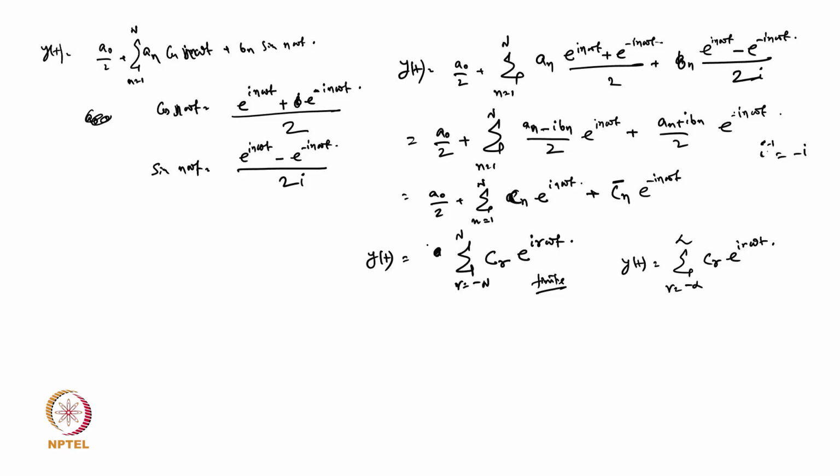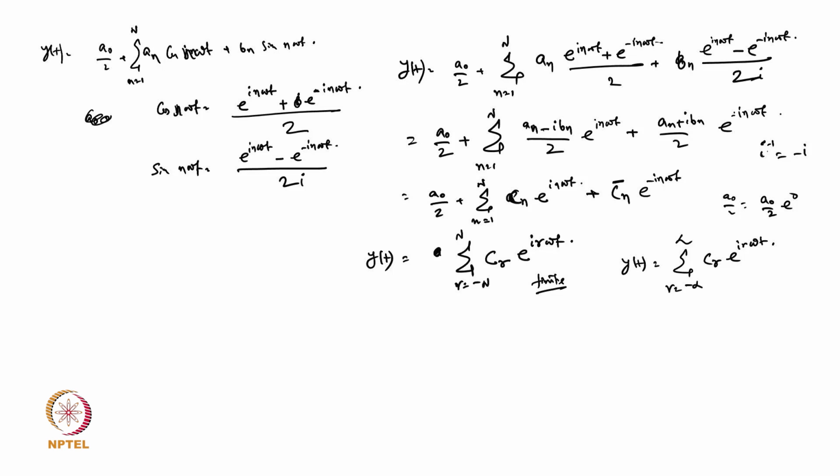A naught by 2 can be multiplied by e to the power 0, and then it can be taken care of. Meaning A0 by 2 can be written as A0 by 2 into e to the power of i into 0 into omega t. Not a problem. So now n starts from minus n to plus n, capturing all the points. Makes sense? Good. So this way we can also do that.